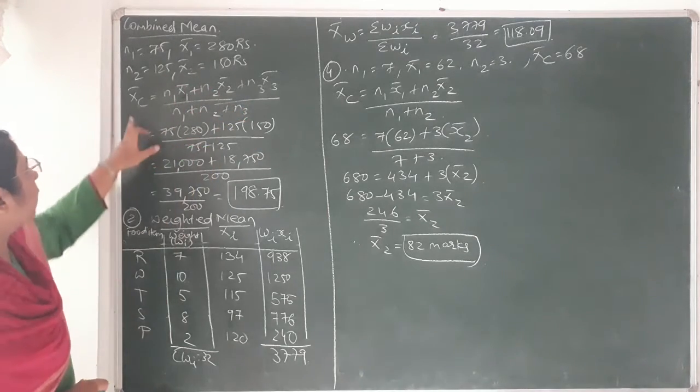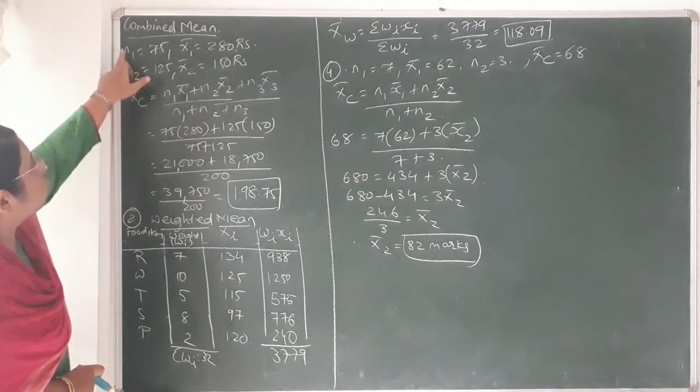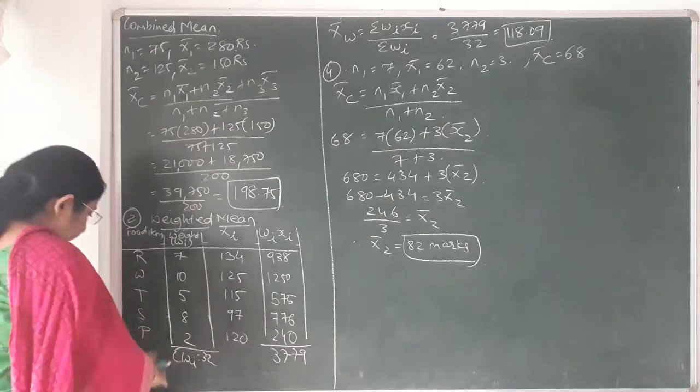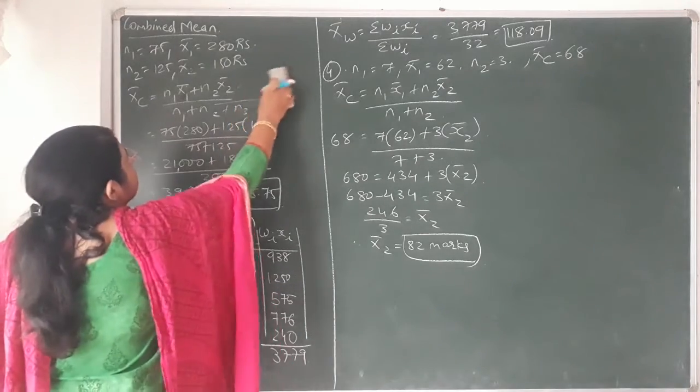As you can see, there are data of only two different groups, so there is no need to carry forward till the third value. So I am rubbing out the third part of it.